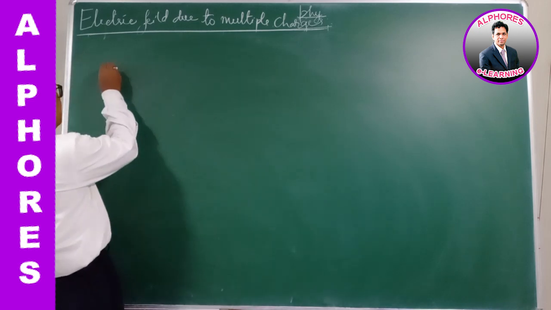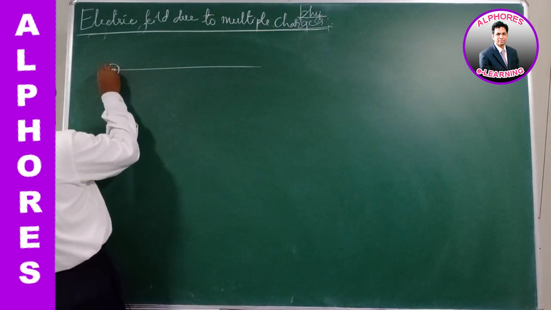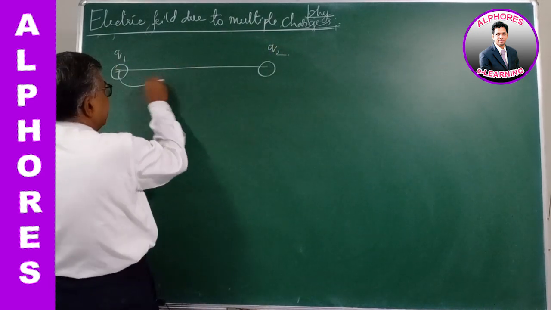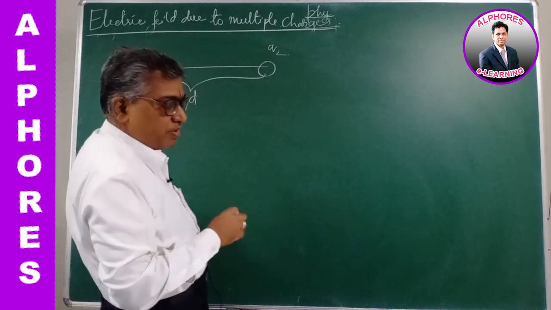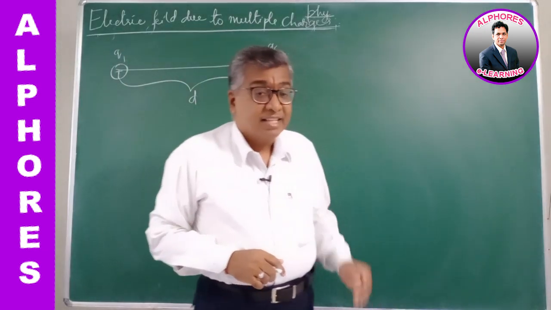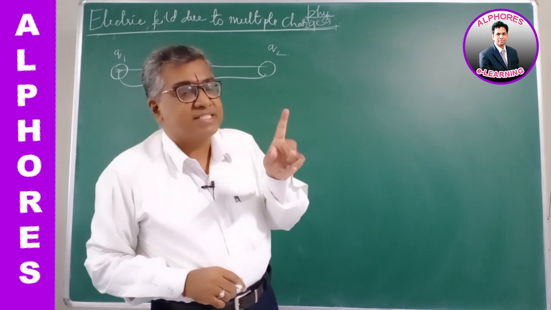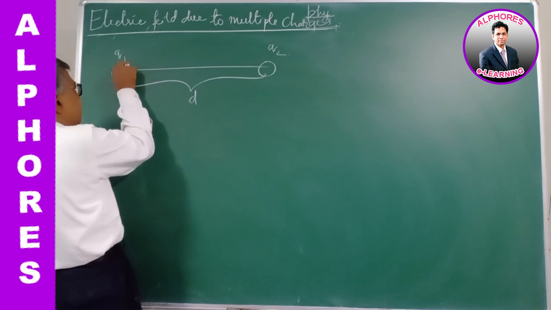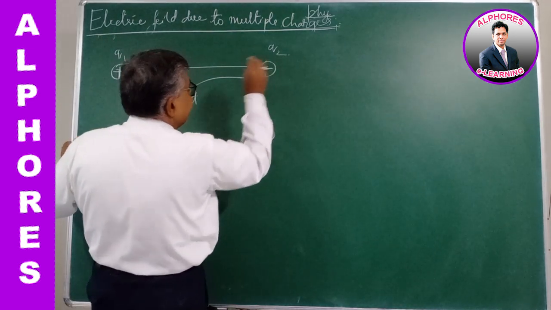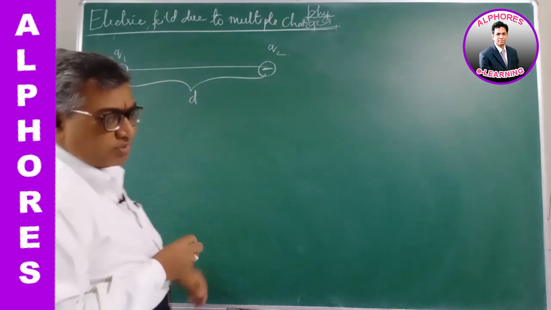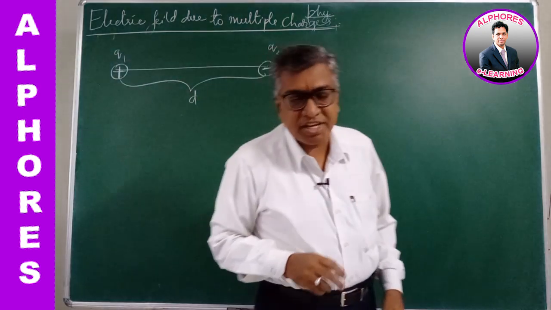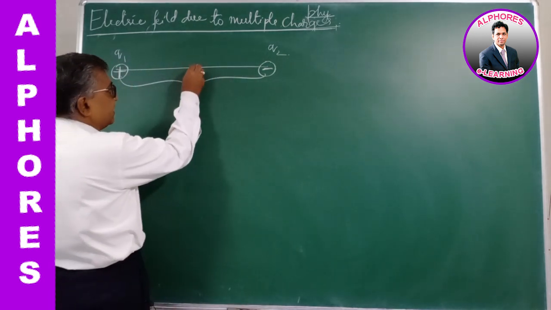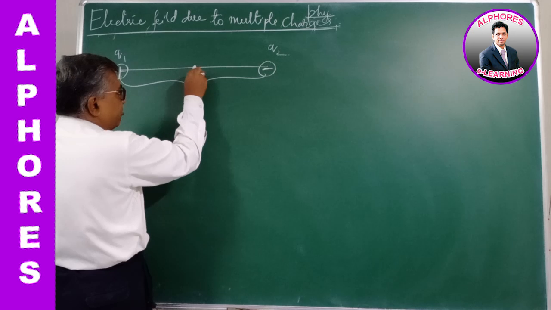Now the same thing we took earlier. I have considered two charges Q1 and Q2 separated by a distance d, like this. Initially we took two like charges. Let's do the same thing if they are unlike charges. Q1 is positive, Q2 is negative. Two unlike charges, different in magnitude, separated by distance d. Then what would be the resultant electric field at the midpoint P?